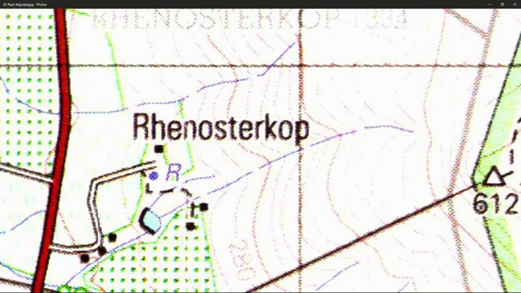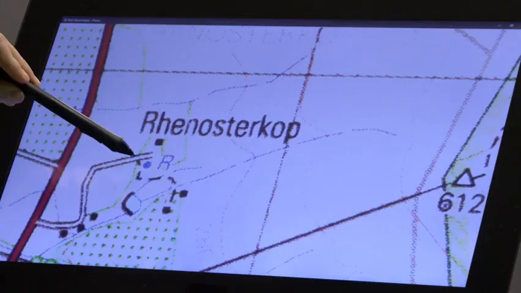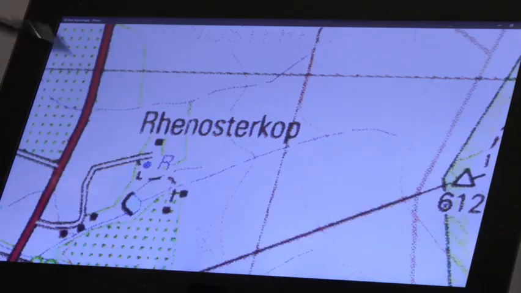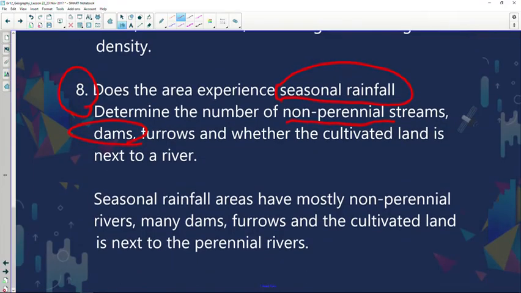Very importantly as well, you can see reservoirs as well. People build water towers, reservoirs, when water is scarce or when a place receives seasonal rainfall. Now, if you just quickly look at some characteristics of seasonal rainfall, it's areas that have mostly non-perennial rivers, many dams, like I've mentioned, and cultivated land will be very close to the dam and the perennial rivers.